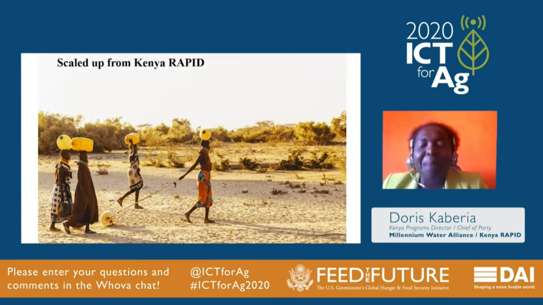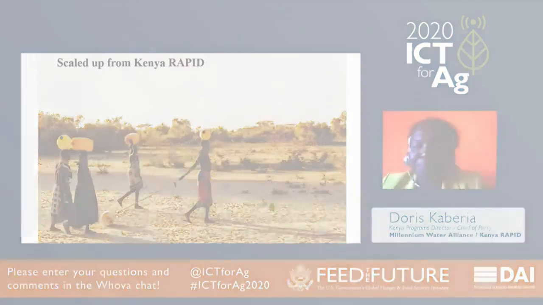And the year before last, in 2018, SweetSense and IBM got a request from California, in the US, to go and install the same sensors there to monitor the underground water. So what are we saying? That Kenya Rapid has been able to develop a technology that has not only been utilized in Kenya, but also been scaled up in the region. Thank you for the opportunity.